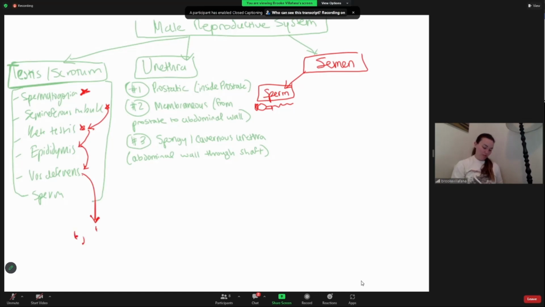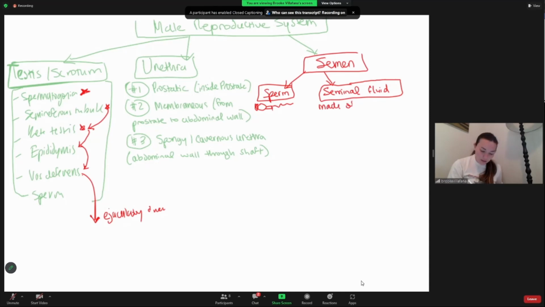So that's one component of semen. The other component of semen, besides just sperm, is seminal fluid. So you know how a man can get a vasectomy, right? A vasectomy would remove the vas deferens so that they don't have any more sperm joining the semen, but they would still have ejaculate because they still have seminal fluid. That makes sense? So seminal fluid is made of 3 components.